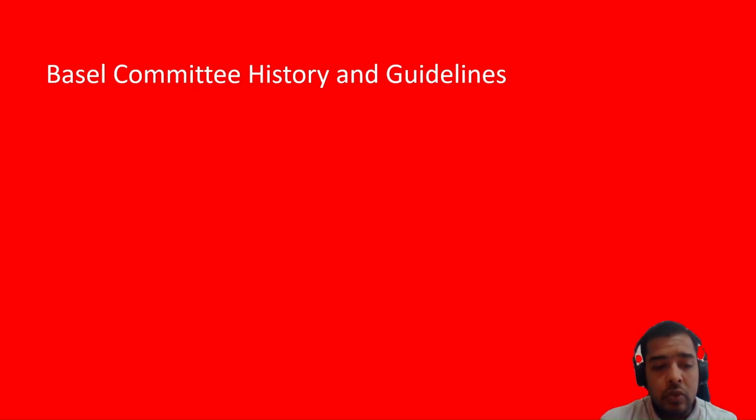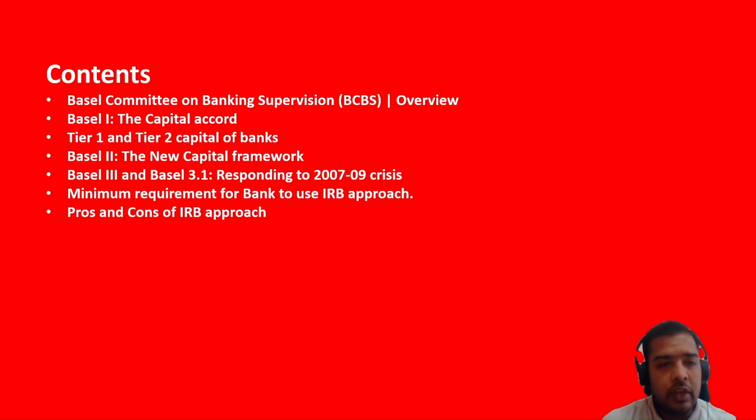Hi everybody. In this video we'll cover the next topic: Basel II and Basel III guidelines, the minimum requirements for banks to use the IRB approach, and its pros and cons. But before going into that, let us first understand what Tier 1 and Tier 2 capital of a bank are.